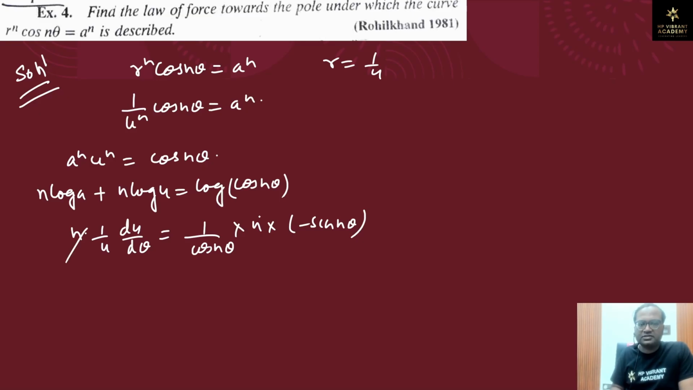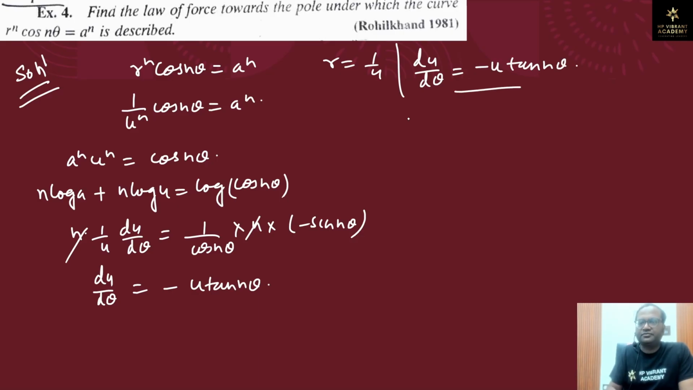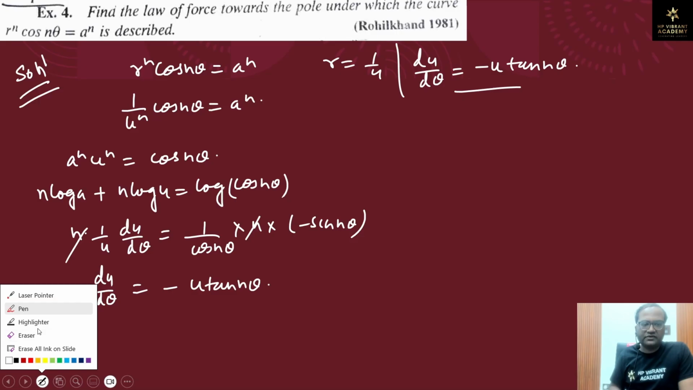Okay, so n gets cancelled. So we have du upon d theta is equal to minus u tan n theta. Now let us further differentiate this.